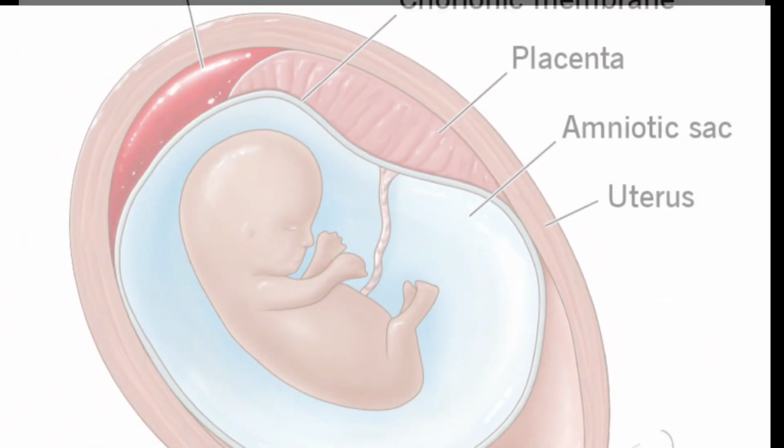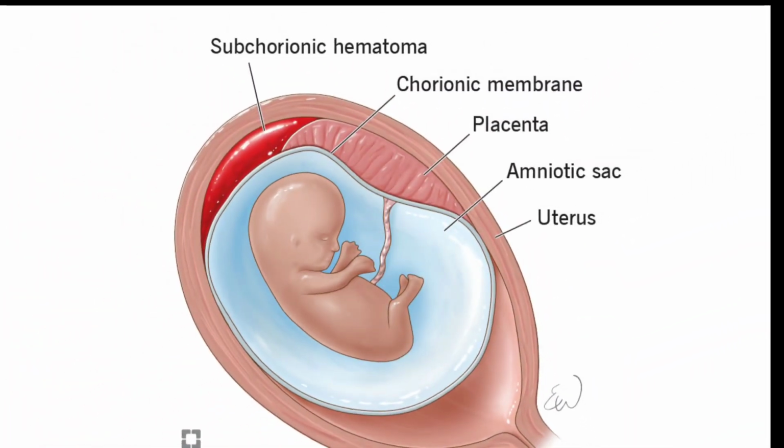Sub means in between, and then the thing which comes is chorion. Chorion is the outermost fetal membrane around the embryo in mammals, birds or reptiles. And the next word is hemorrhage. Hemorrhage in general means excessive bleeding from a damaged blood vessel.